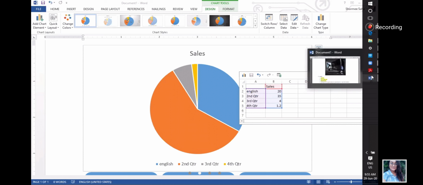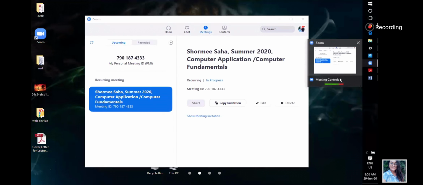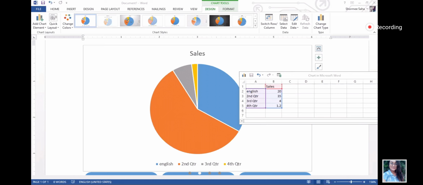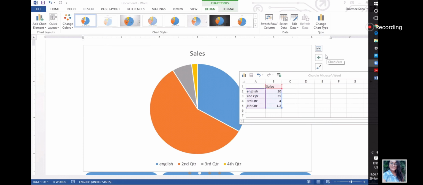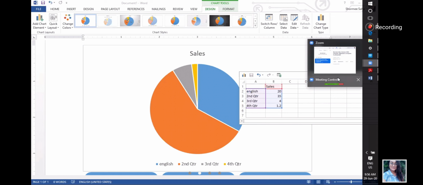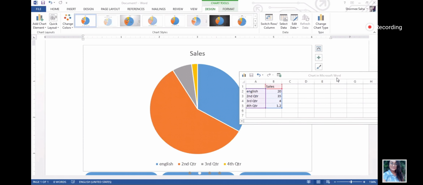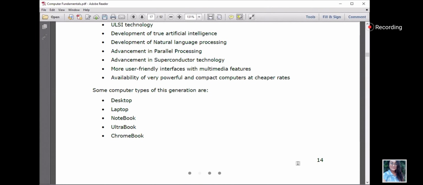But I think if you are using your Android or your iPhone, you may ask your assistant something and it will respond. Your assistant is sometimes also capable of playing games with you. If you ask it to tell you some jokes, it will tell you some jokes. Those jokes are not even funny. Okay, so these are the AI processing that I was talking about. Some computers of this generation are desktops, laptops, notebooks, ultrabooks and Chromebooks.